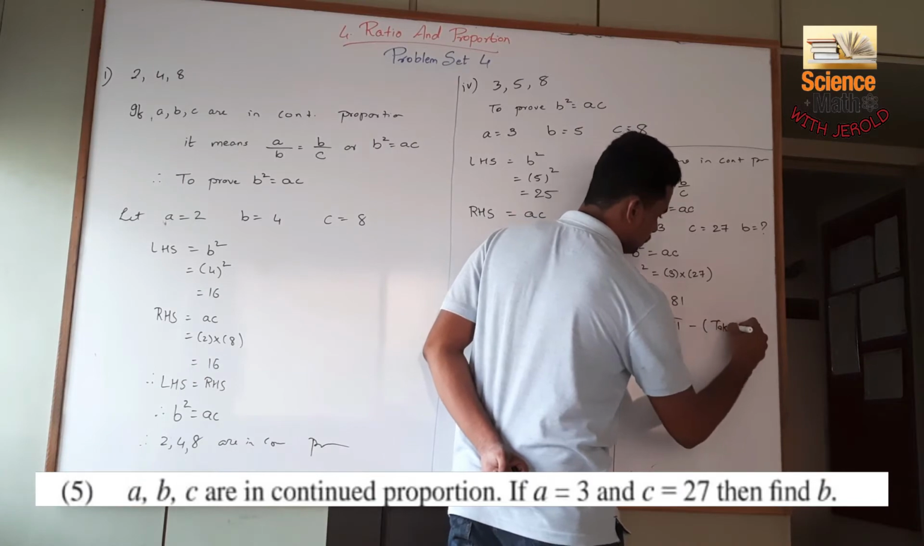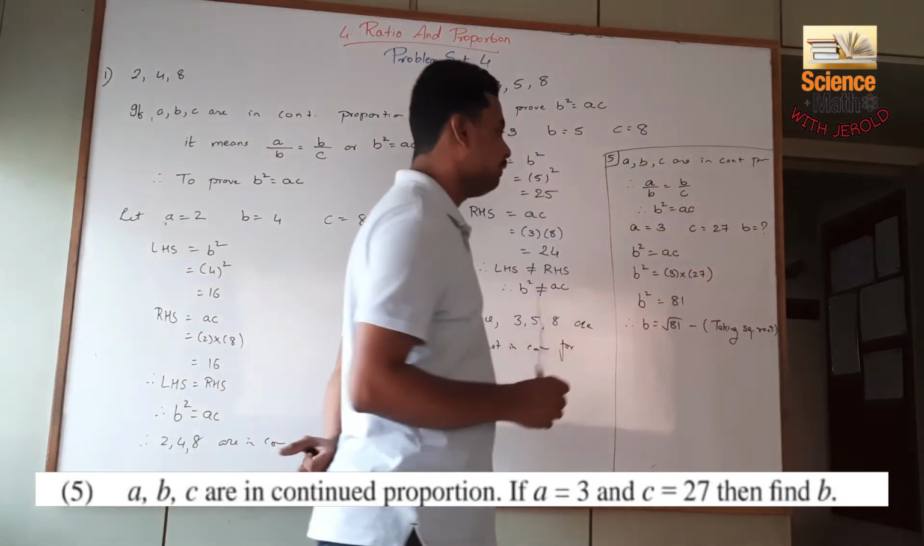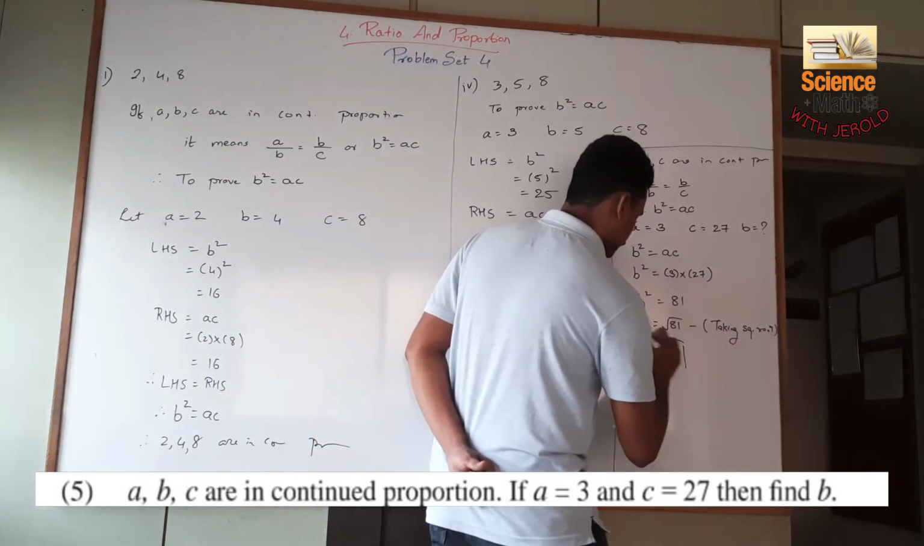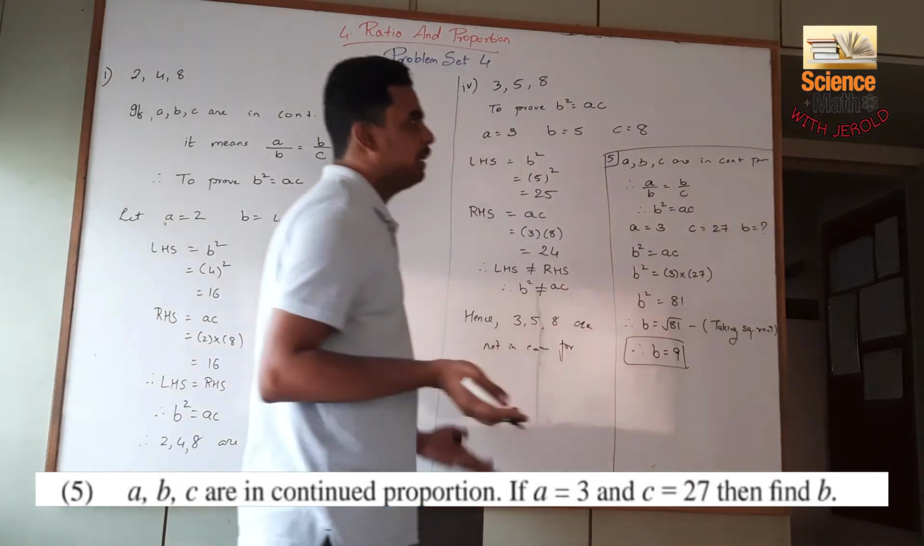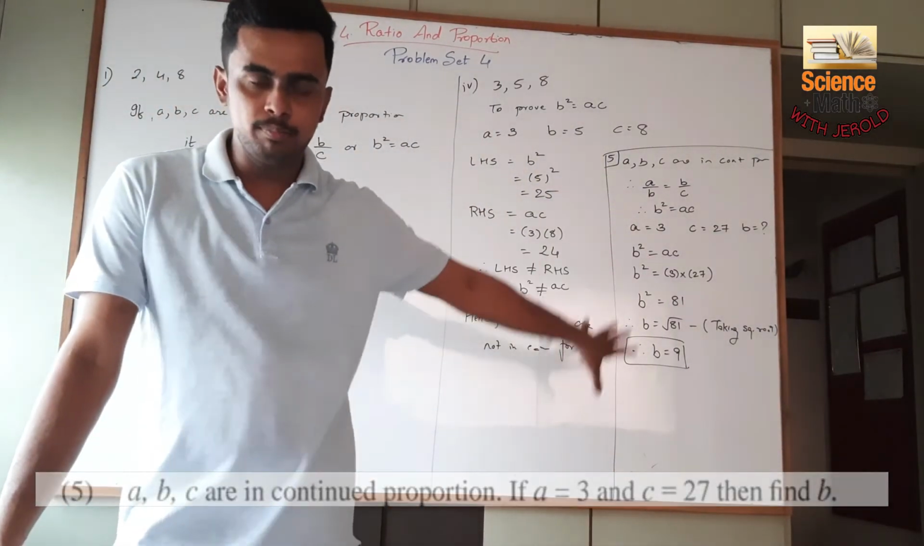Taking square root, this is what we have in taking square root. Therefore, B is equal to 9. This is the value of B that I was supposed to find, and hence our question number 5, that was very simple, is done.